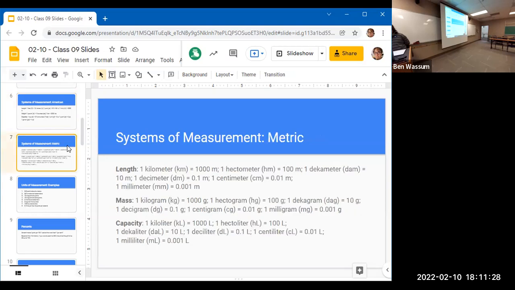And same sort of thing with the metric system, except in the case of the metric system, the useful things to remember are essentially what the prefixes mean and what the basic units are. So length has the basic unit of meter, mass has the basic unit of gram, capacity has the basic unit of liter. And then you have all the prefixes going from the highest to the lowest: kilo, hecto, deca, deci, centi, and milli. And notice all the prefixes ending with an I are the small ones.